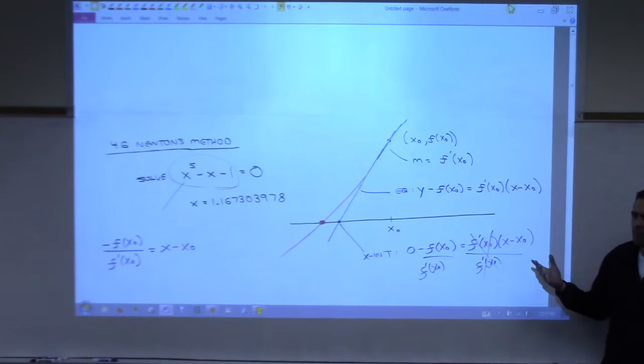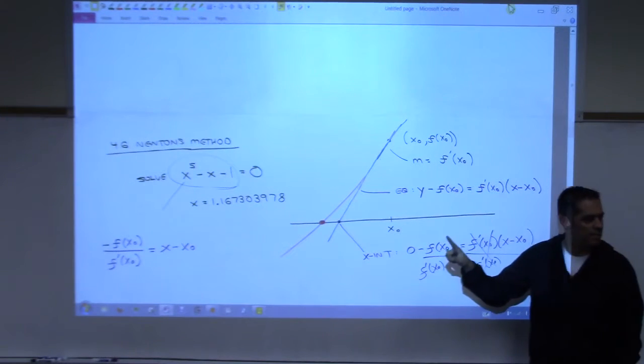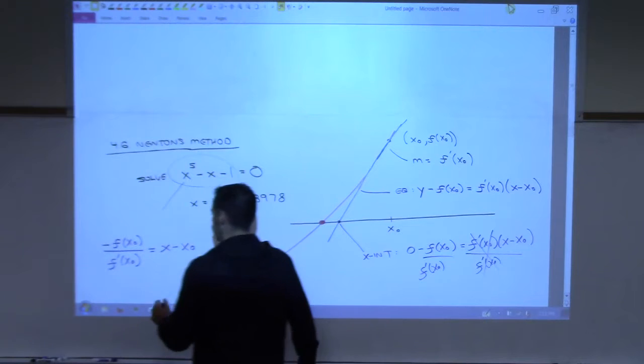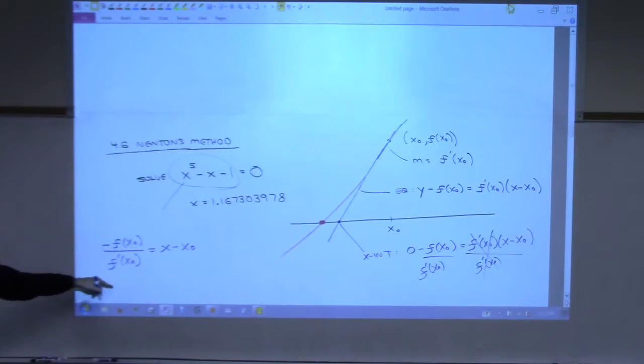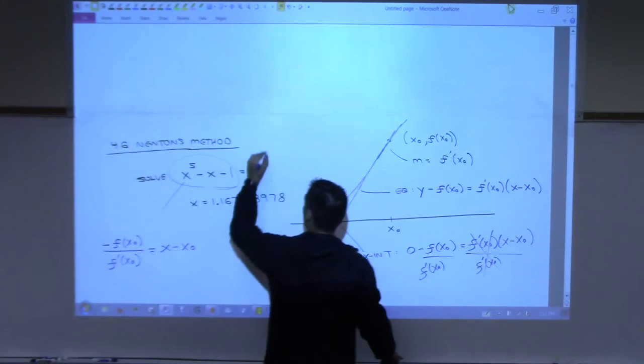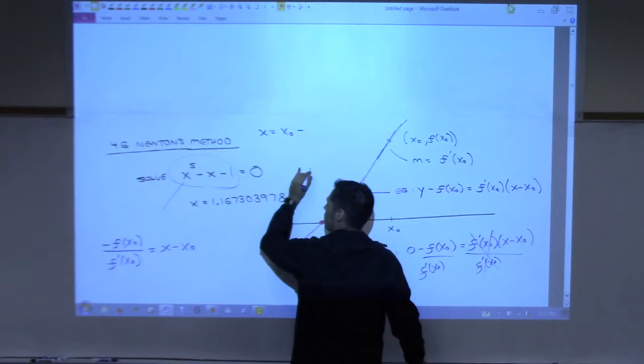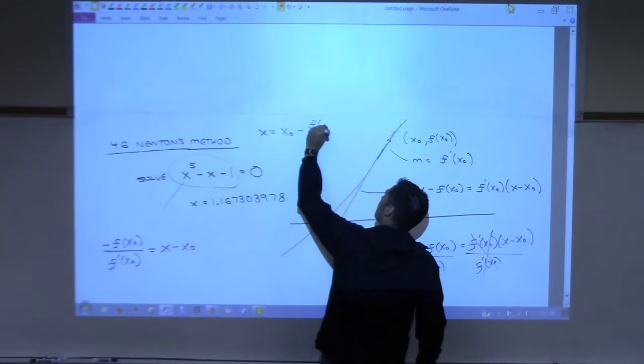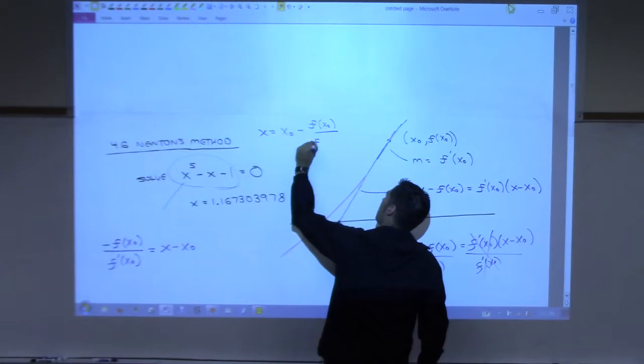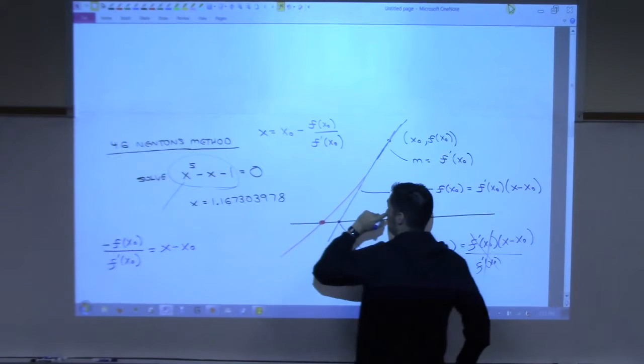One last step. Add x naught to both sides. And when I add x naught, it's going to come over here and be positive, right? And I'm going to write that up here. I'm going to change the order. It's going to be x equals x naught minus f of x naught all over f prime of x naught.